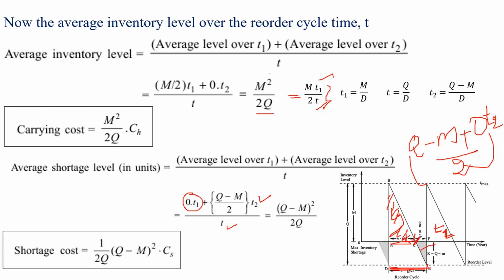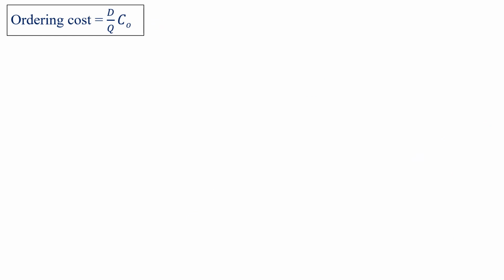Next, the shortage cost will become the average shortage level into the shortage cost per unit per year. That is, the shortage cost will become 1 by 2Q into Q minus M whole square into CS. Next we have to determine the ordering cost. Ordering cost is nothing but the number of orders. The number of orders will become D by Q into the ordering cost, that is C naught. So ordering cost will become D by Q into C naught.